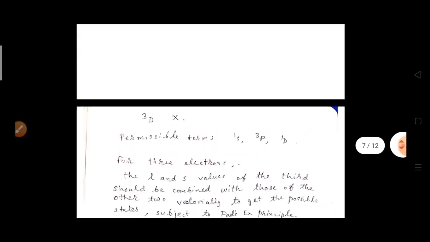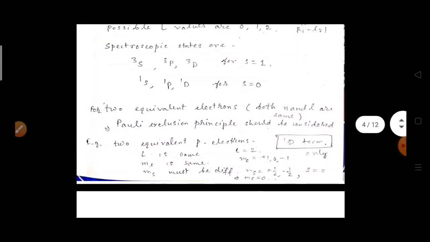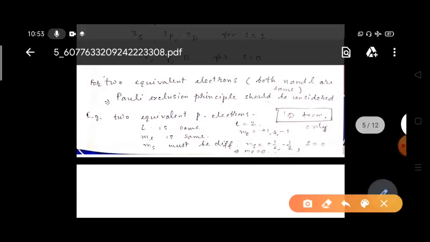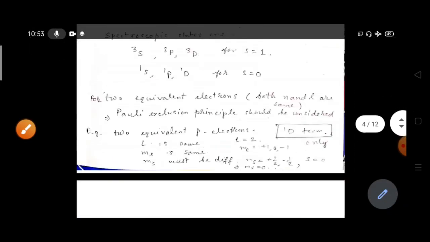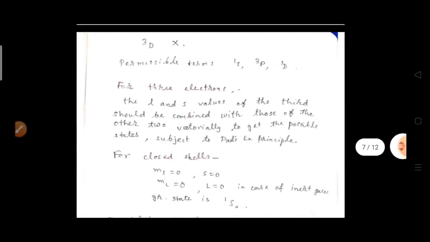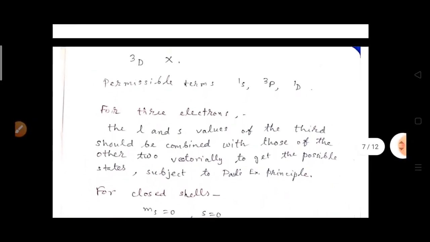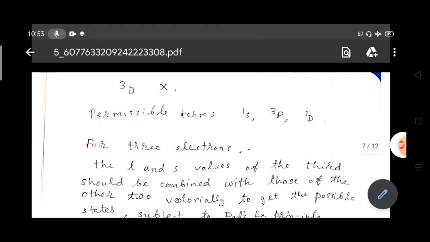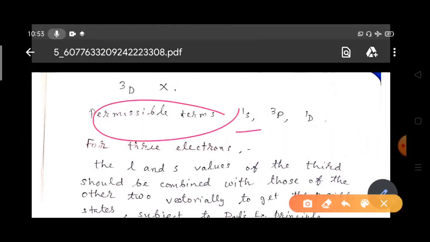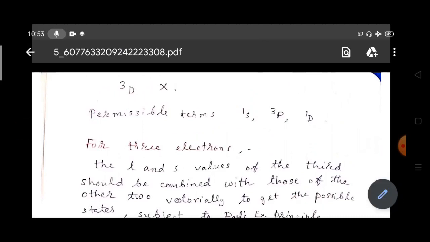Now here, like the last time which I discussed, that 1D term was only allowed, and in the earlier case we get the 1D term as well as the 3D term, where for the equivalent electrons the 3D term is not permissible. So the permissible terms are 1S, 3P, 1D for the 2 equivalent p electrons.